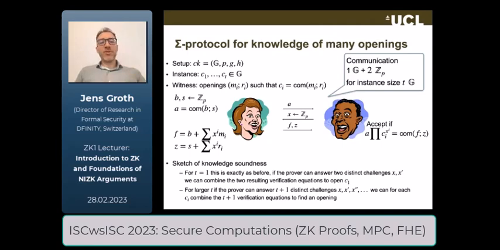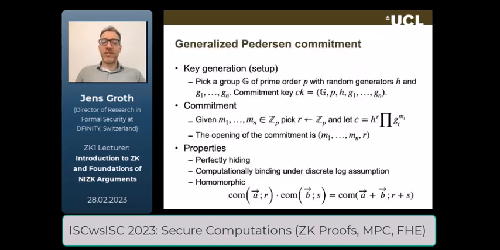Okay, now people could complain and say, well, the instance is still big, right? And the verifier still has to do quite a lot of computation. That's linear in T. So can we do even better? And the answer to that is yes as well. So there's this generalized Pedersen commitment where we just have some more group elements. And we can actually commit to many messages with one group element.